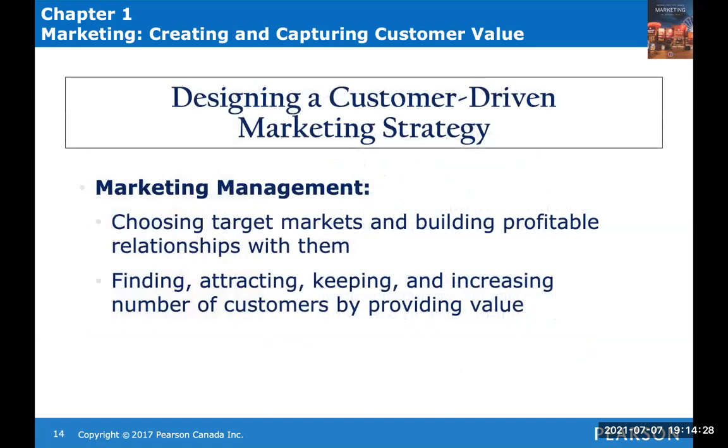So marketing management: choosing target markets and building profitable relationships with them. Marketing management really is a process of managing the marketing process. So part of that involves choosing target markets. I mentioned some time ago that as a marketer, you're going to choose different segments in the marketplace, and then you're going to choose the ones that you can build the most profitable relationships with. You might have 10 segments in the marketplace, but you might not go after 10 segments because only three will allow for the building of profitable relationships. Marketing management also involves finding, attracting, keeping, and increasing the number of customers by providing value.